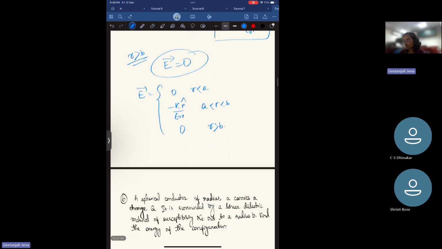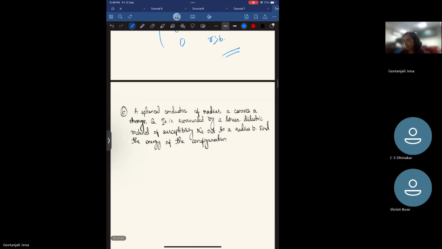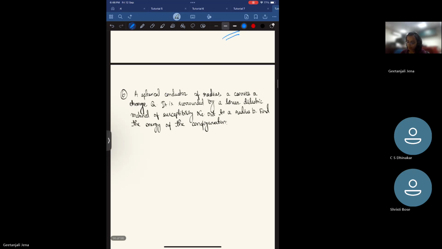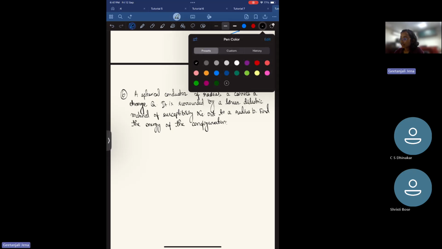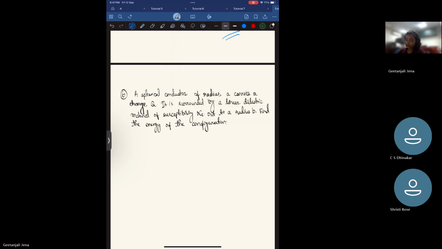Okay, so is this problem clear to you? Okay, so let us see our next problem. So there is a spherical conductor of radius A which carries a charge Q, and it is surrounded by a linear dielectric material of susceptibility chi e out to a radius B. Find the energy of this configuration.